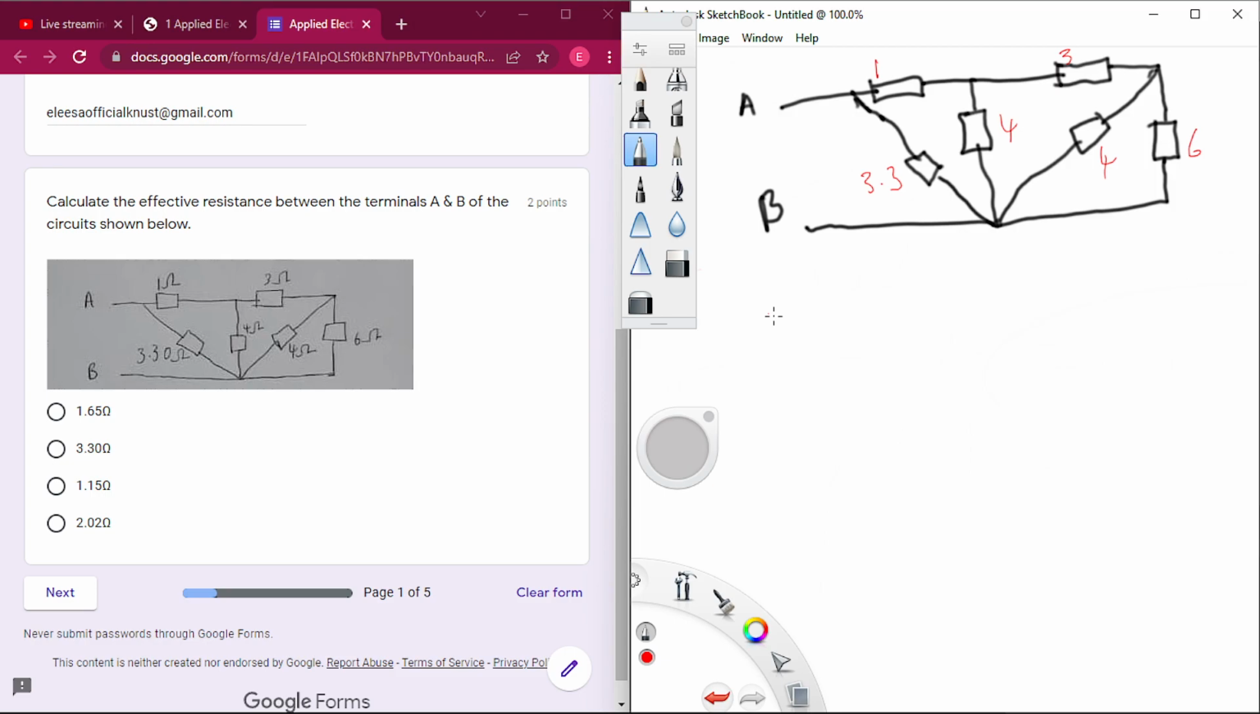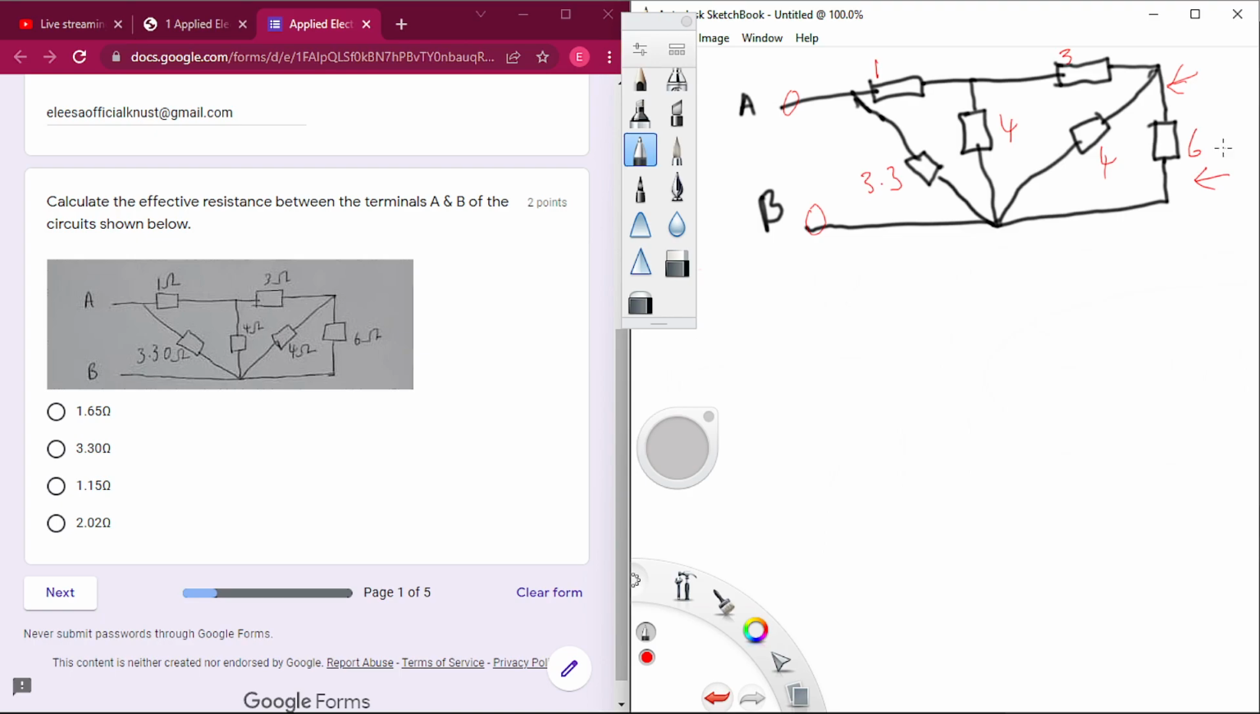Now, we need to identify various components. Usually, what we do is to start solving from the farthest point from the terminal. So considering these are the terminals we are considering, the farthest point from it is this end, right? This is the farthest point. So now we consider from here.